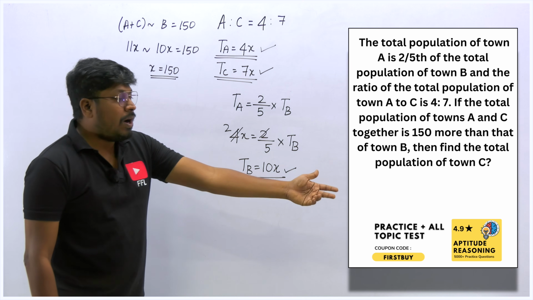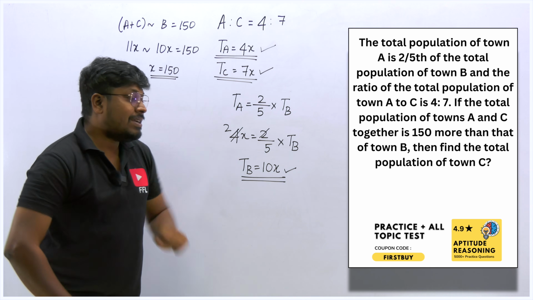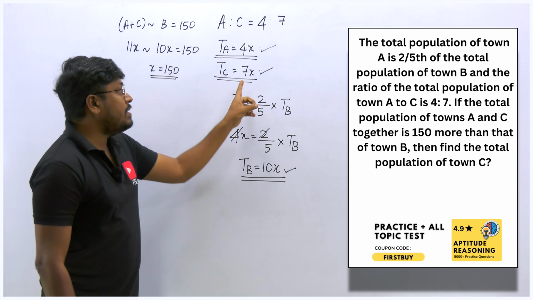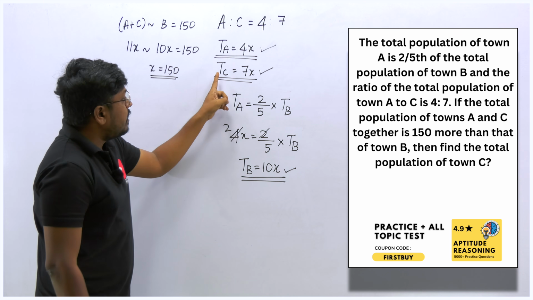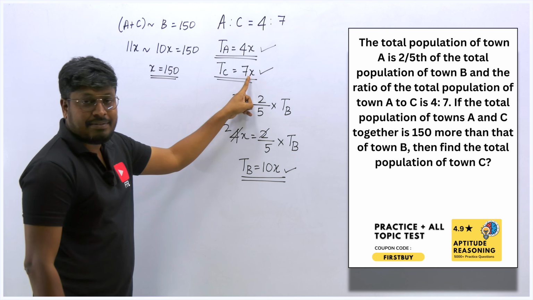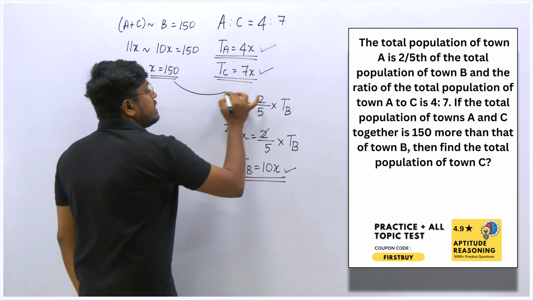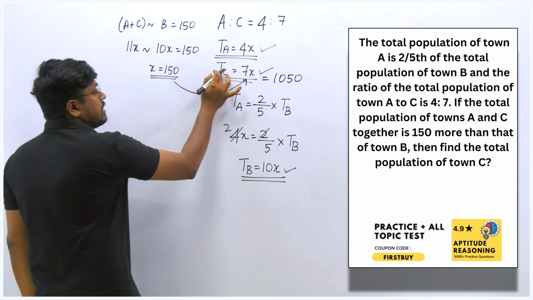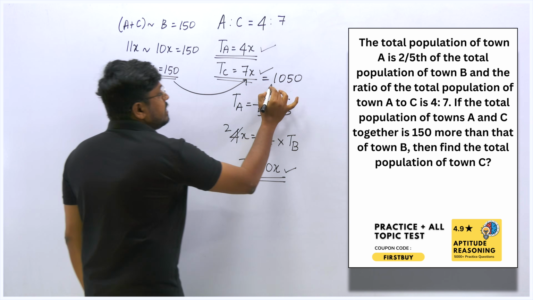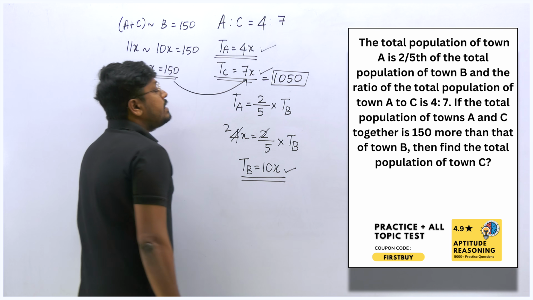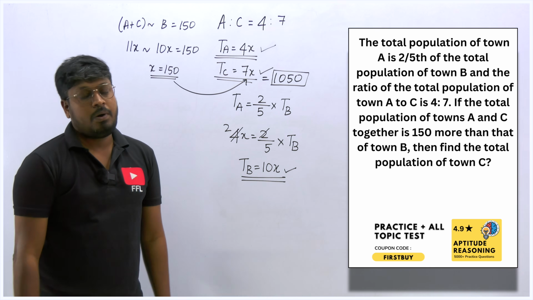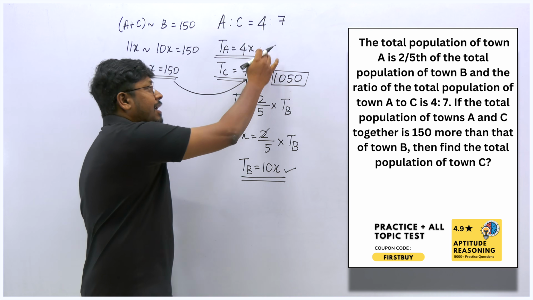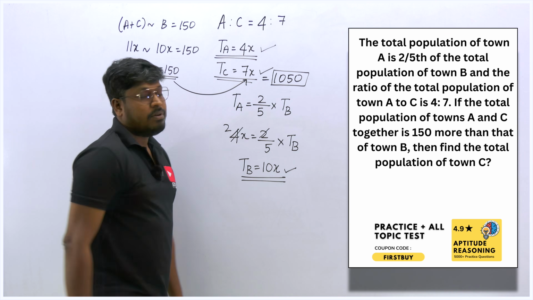So let's see what we need to find in the question. Our target is to find the total population of town C. We already know that the total population of town C is 7x, and we know the value of x. So 7 times 150: 7 fives are 35, 3, 10. 1050. So 1050 is the total population of town C. Similarly, in case they ask for the total population of town A or town B, just substitute the value of x.